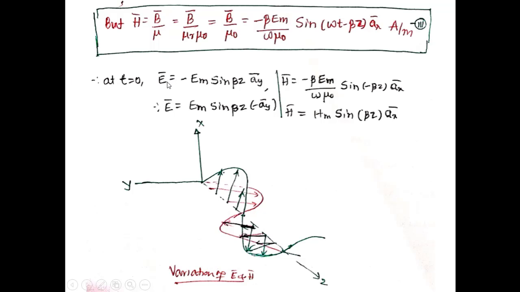At t is equal to 0, I will get E bar is equal to minus Em sin beta z Ay bar, and S bar is equal to minus beta Em squared by omega mu naught sin squared of minus beta z, along z. Therefore, these two are mutually perpendicular. Suppose the wave is moving along the z direction. Suppose here Ex is present, this will be perpendicular to the Ey.